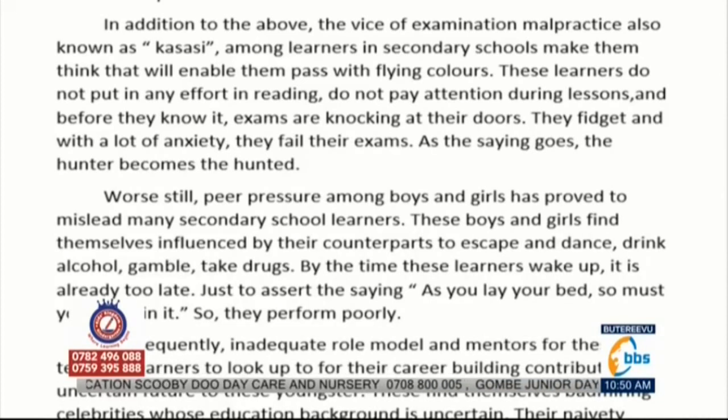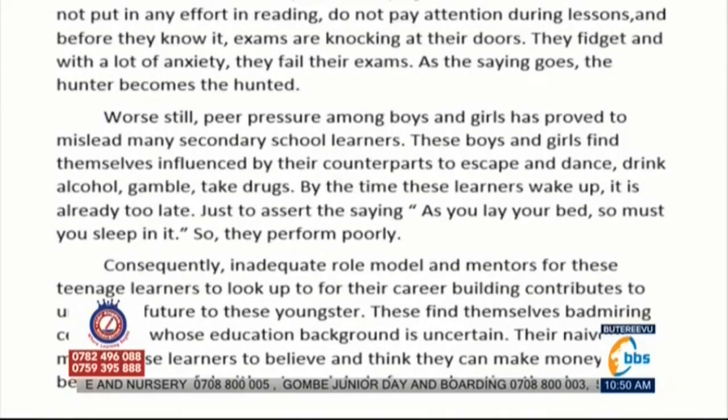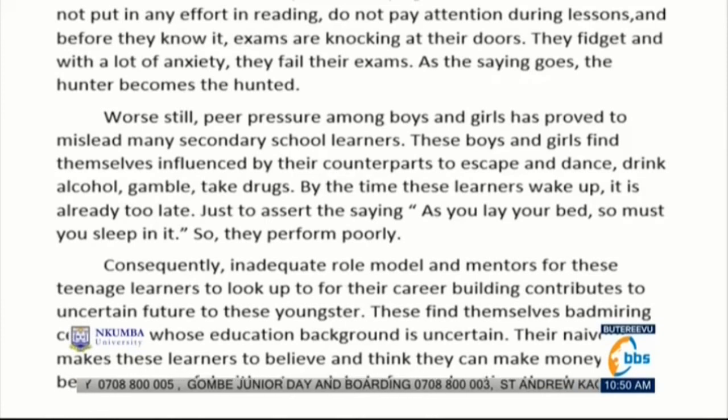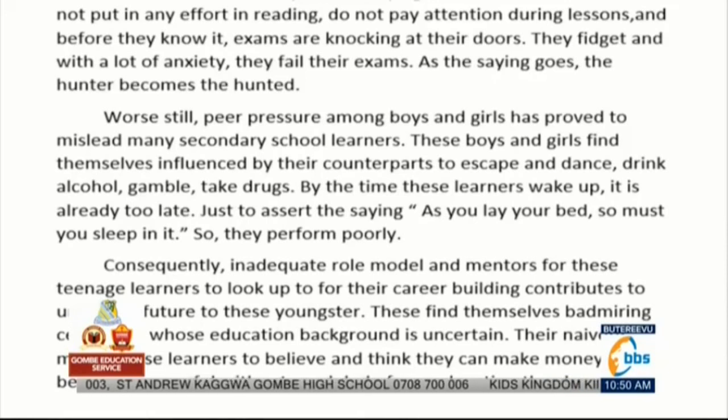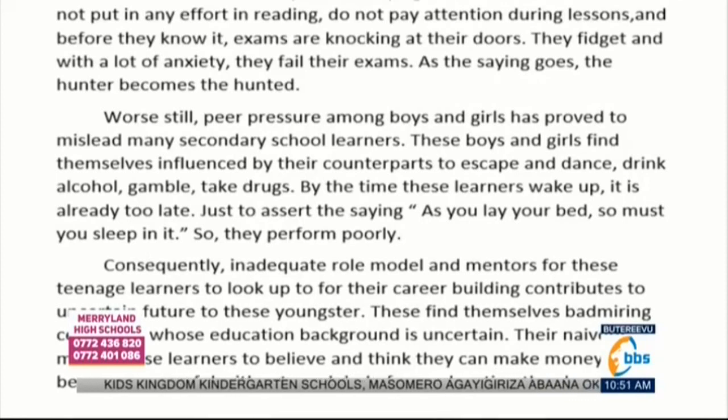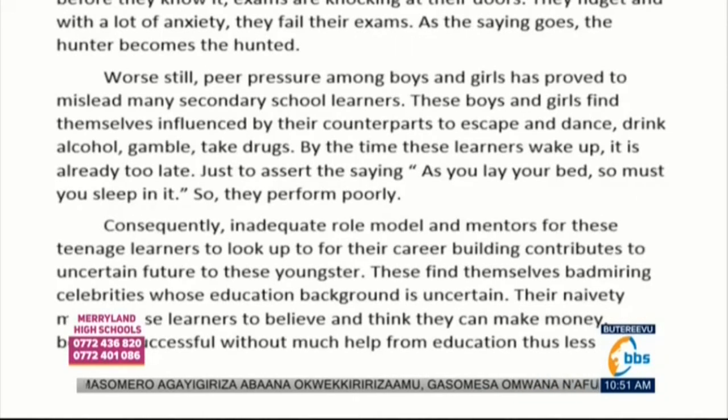So they perform poorly. Consequently, inadequate role models and mentors for these teenage learners to look up to for their career building contribute to an uncertain future for these youngsters. They find themselves admiring celebrities whose education background is uncertain. Their naivety makes these learners believe and think they can make money and become successful without much help from education. Thus, less concentration in their education and poor performance.